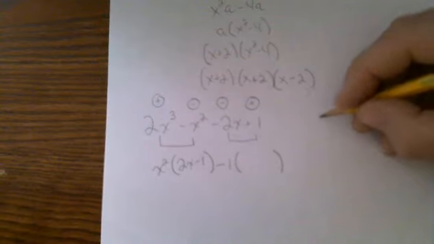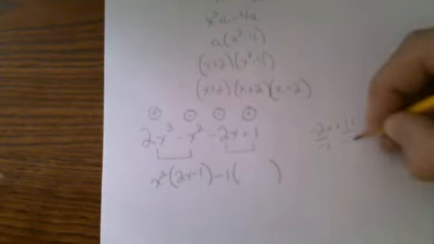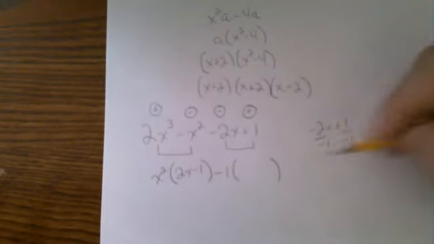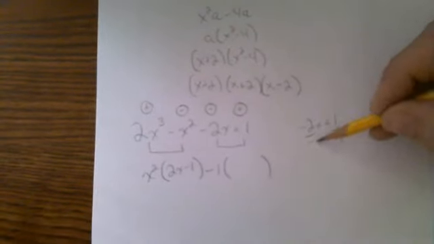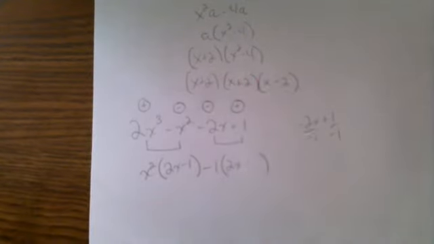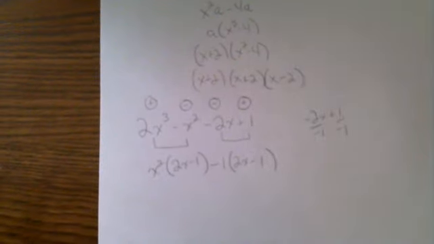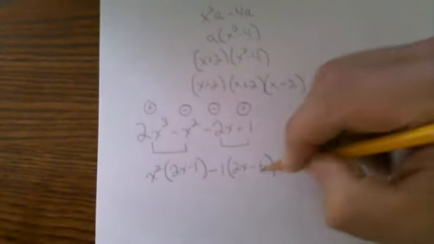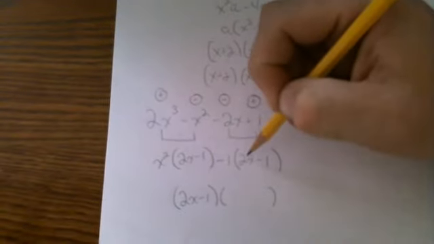Let's go to the side here and show that factoring out a negative 1 means we're dividing both terms by negative 1. This is not necessary. This is just to show you what's going on inside of the parentheses here. Negative 2x divided by negative 1 is positive 2x. Positive 1 divided by negative 1 is negative 1. So here's my common binomial factor. My common binomial factor is 2x minus 1. After I divide both of these terms by 2x minus 1, I'm left with x squared minus 1.